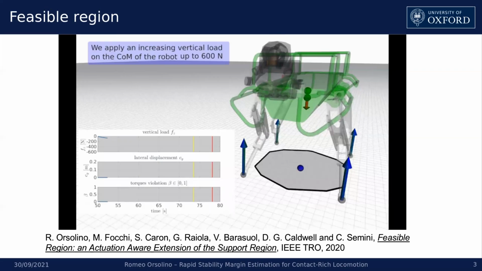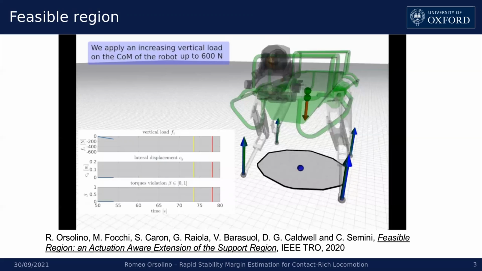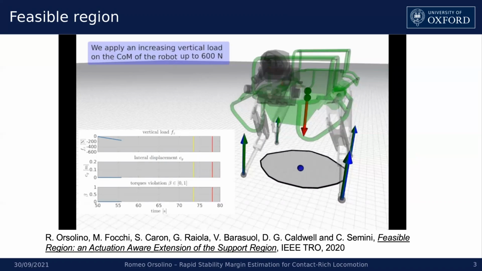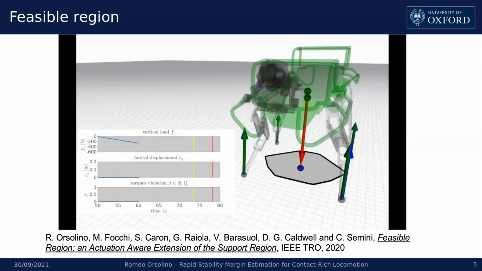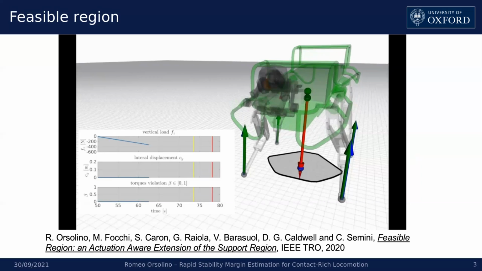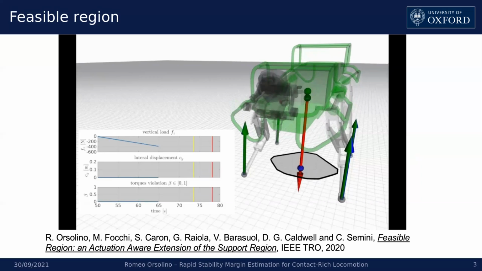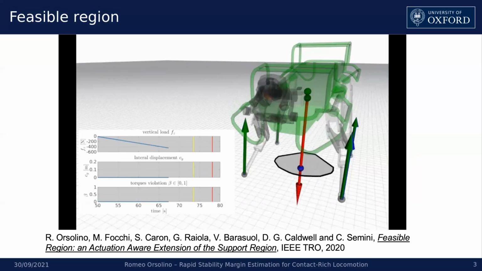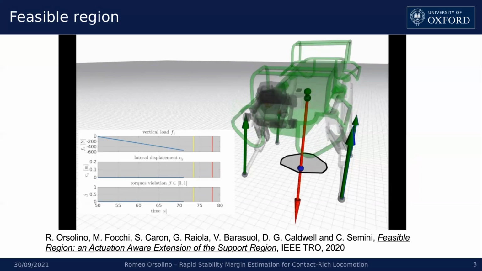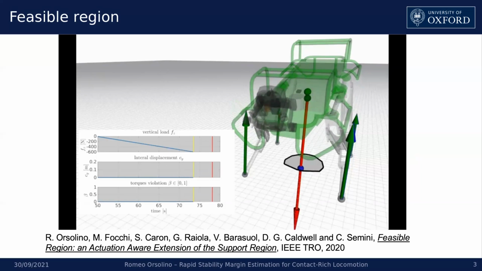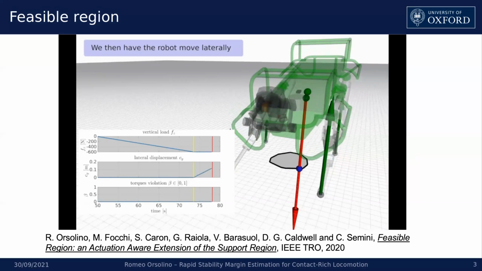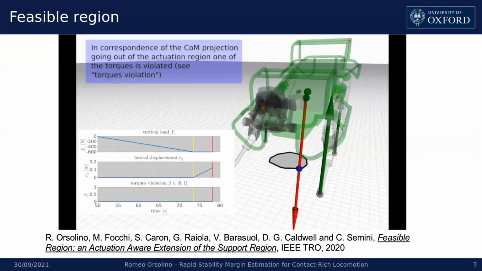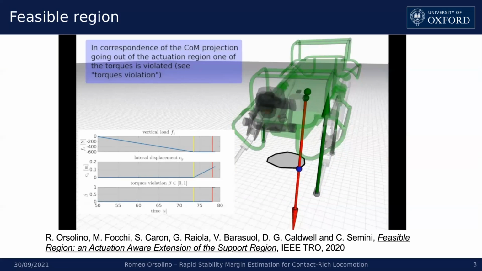We show here the capabilities of the feasible region to capture the actuation authority of the robot. We apply on the center of mass of the IQ robot a vertical force of increasing amplitude. We can see that the feasible region gets smaller and smaller. At some point, we stop increasing the external force and we have the robot move laterally. As soon as the projection of the center of mass crosses the boundaries of the feasible region, we can see that also one of the joint torque limits is violated, thus proving the one-to-one relationship between the two.